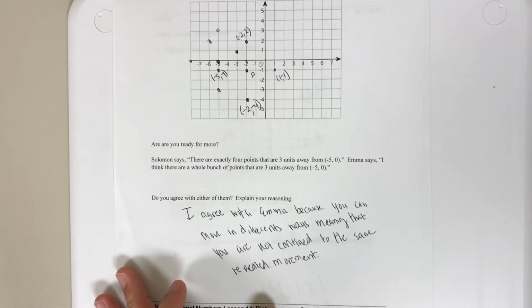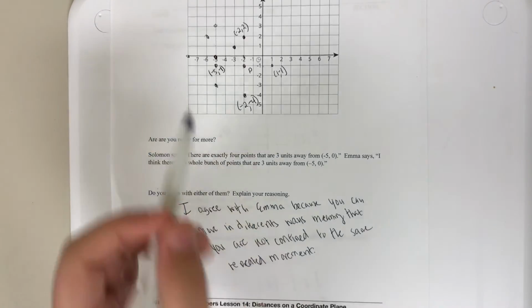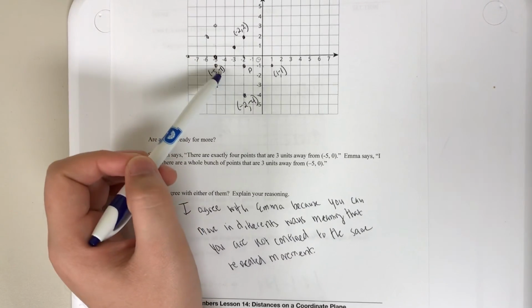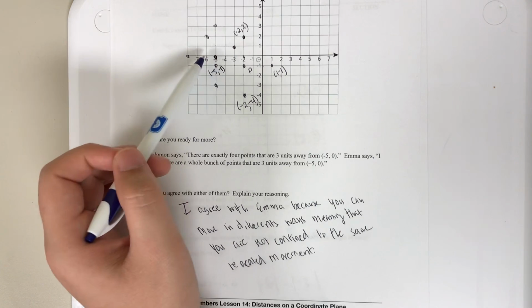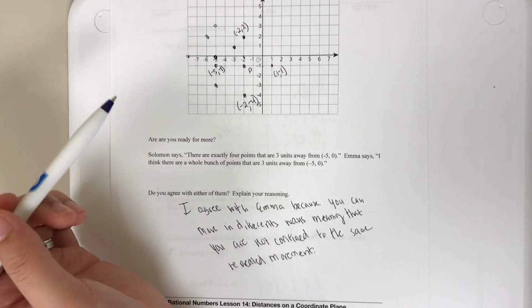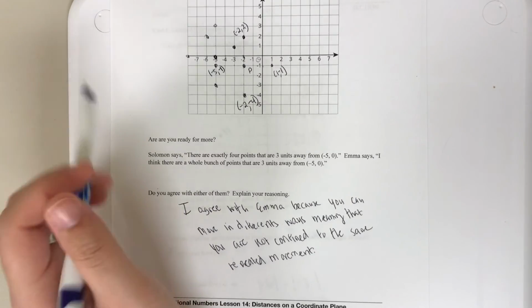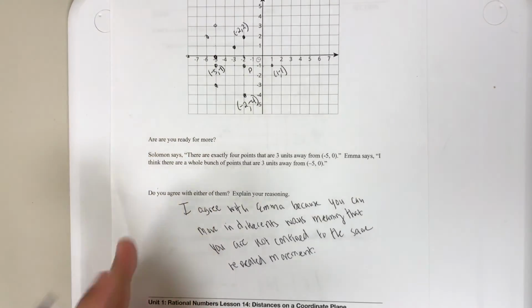So this is like taking everything that we've put together so far and thinking about it. So, right, the taxi cab is included in this because you can find 3 units away, because this is still 1, 2, 3. That's still 3 units away. It's just that you're moving left and up, or you're moving right and up.